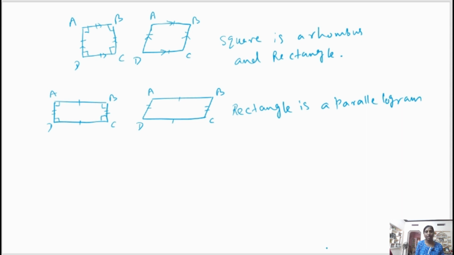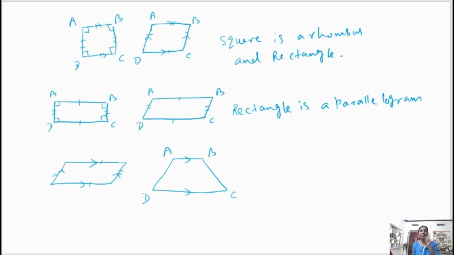Now let us take a trapezium and a parallelogram. This is a parallelogram. Opposite sides are parallel and opposite sides are equal. Now let us draw a trapezium. Here one pair of opposite sides is parallel. See ABCD. AB is parallel to DC. Only one pair is parallel in a trapezium.